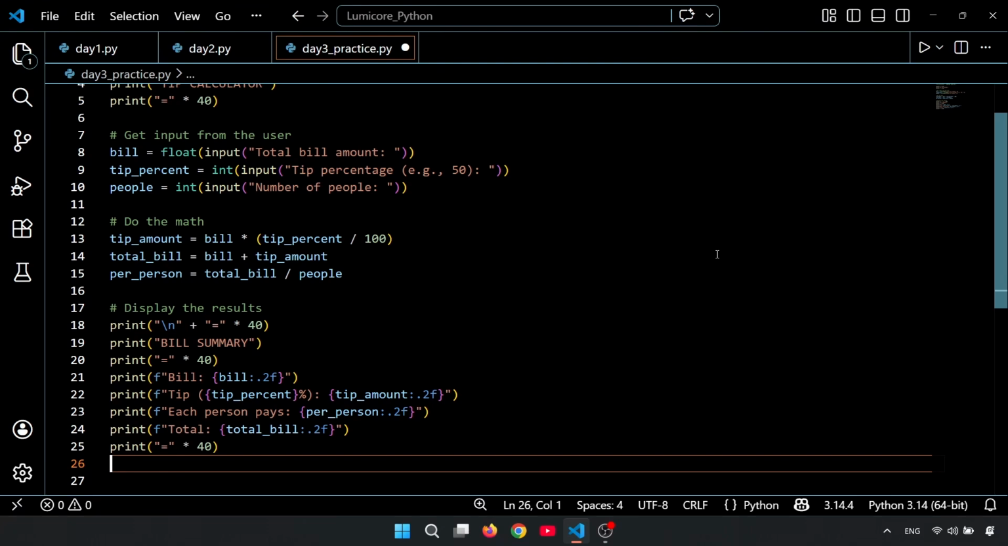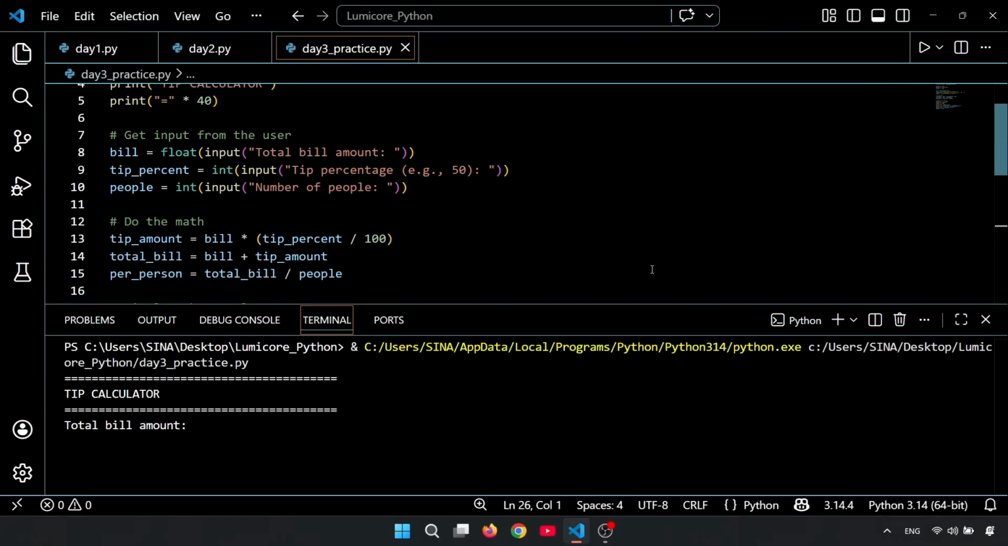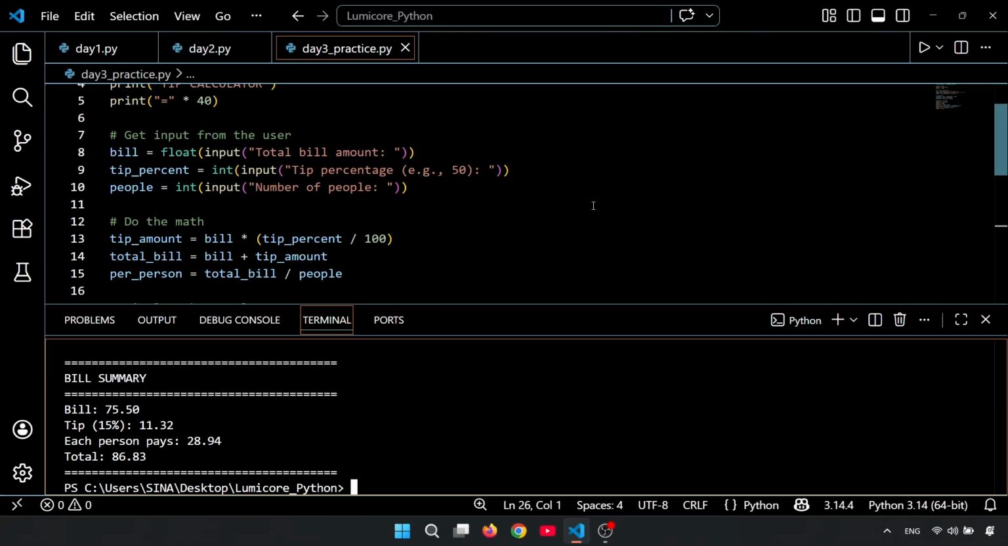The summary shows the original bill, the tip amount with the percentage, the new total, and how much each person owes. Everything is clear and easy to read. Let's test it. I'll test it with a realistic bill, $75.50. 15% tip, standard for good service. And 3 people splitting the bill.